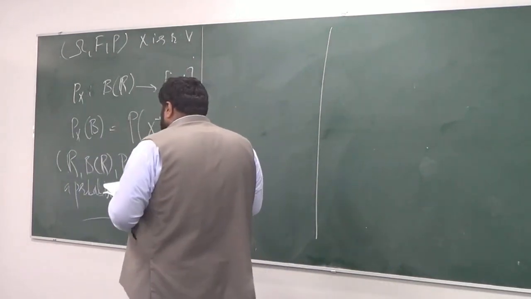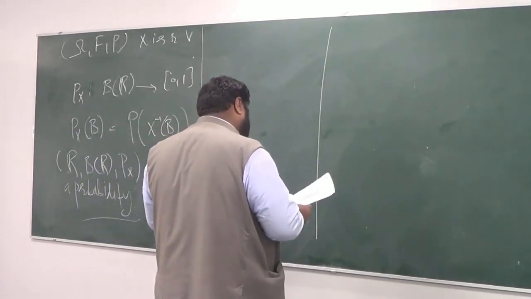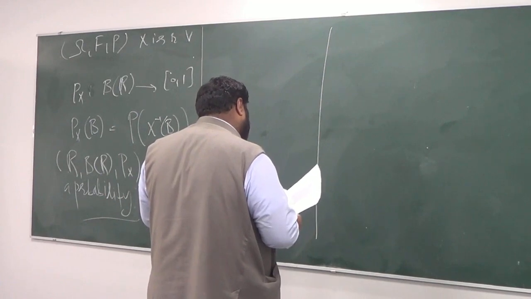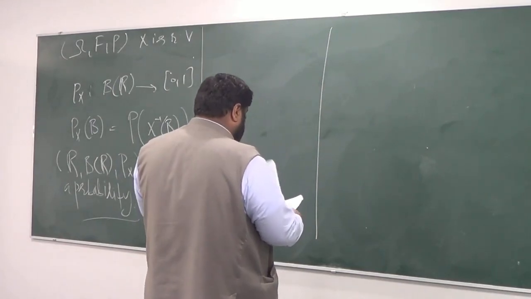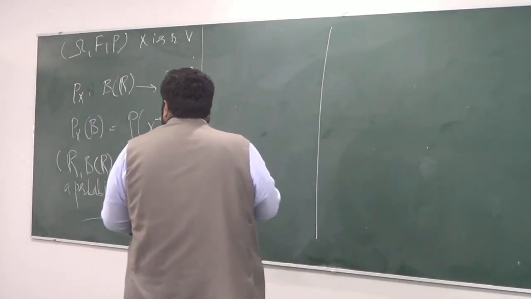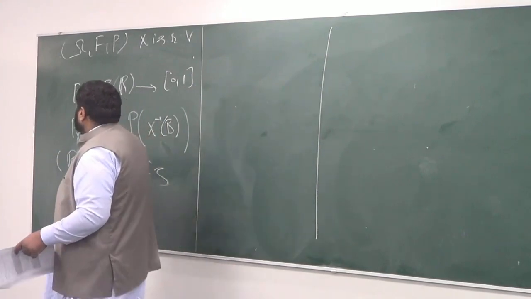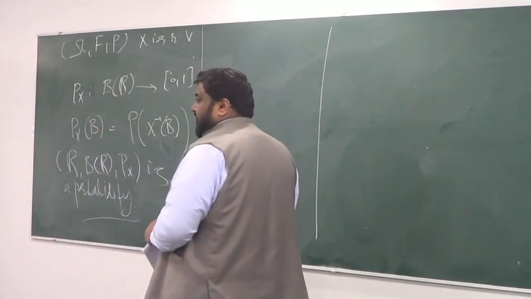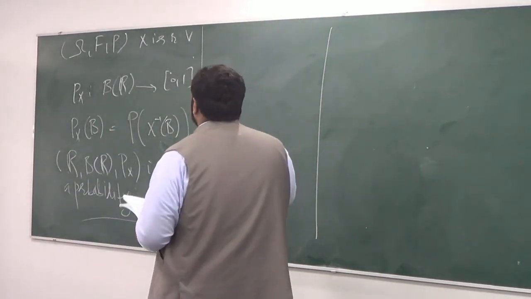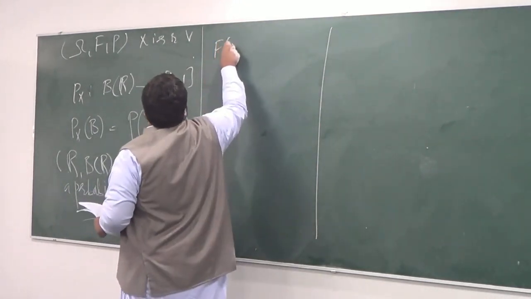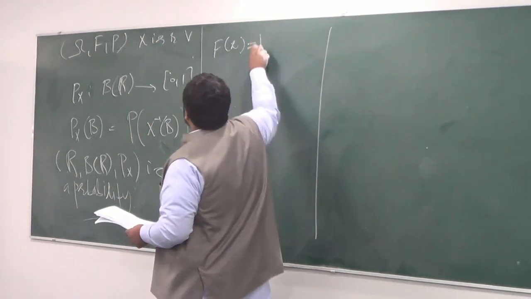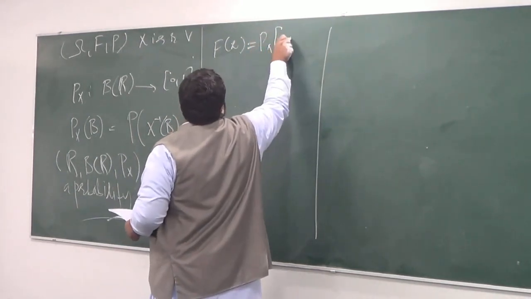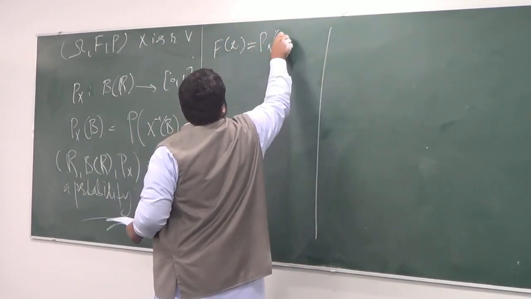If I have this, then what would be the distribution function corresponding to this P_X, the induced probability measure? F of x, and it should be P_X of minus infinity to x.